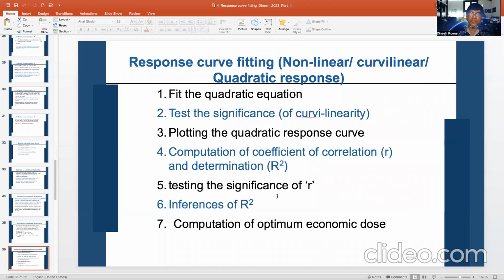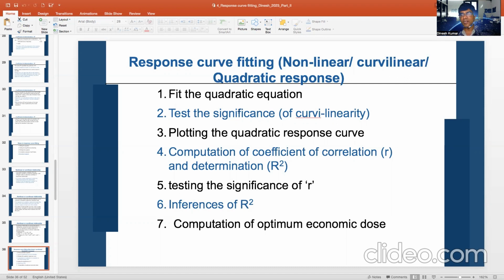Now, we are going for response curve fitting. A few minutes back, we finished linear response curve fitting. Now we will see curvilinear response curve fitting. In this case, we are taking a quadratic example: Y is equal to a plus bx plus cx square, the quadratic response. We are going to follow exactly the same steps that we did in linear relationship. Fit the quadratic equation, means you need to find out the values of a, b, and c. Here you have two regression coefficients, b and c. Then you will find out the equation.